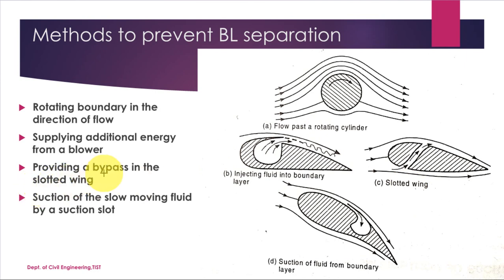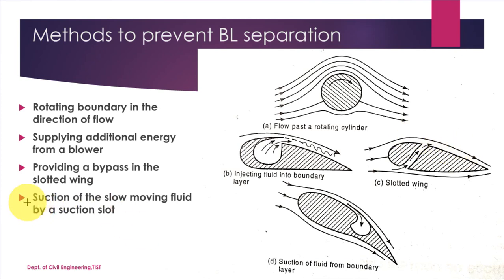Then the third one is providing a bypass in a slotted wing. Here we can give some slots. This is the cross section of this airfoil, the cross section of the wing of an aircraft. If you are giving slots like this, more energy and more velocity will be available over here, and we can prevent boundary layer separation.